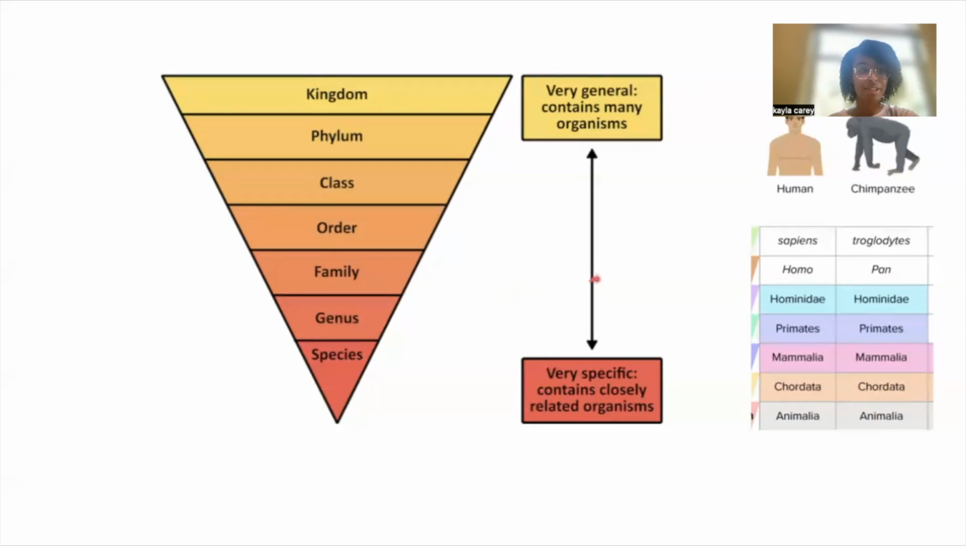So the main example for this is if you compare a human and a chimpanzee. So both humans and chimpanzees are in the same family, the Hominidae. So they have the same order, class, phylum, and kingdom, but they're different species and genus. So humans are Homo sapiens, that's their genus and species, and chimpanzees are Pan troglodytes, right? So even though everything else here is the same, they have different genus and species.